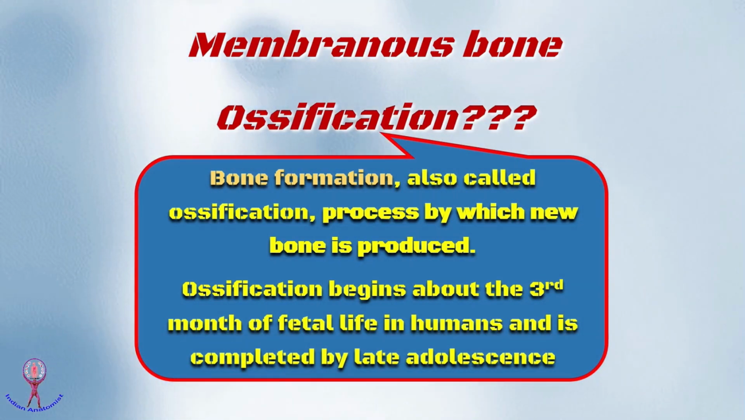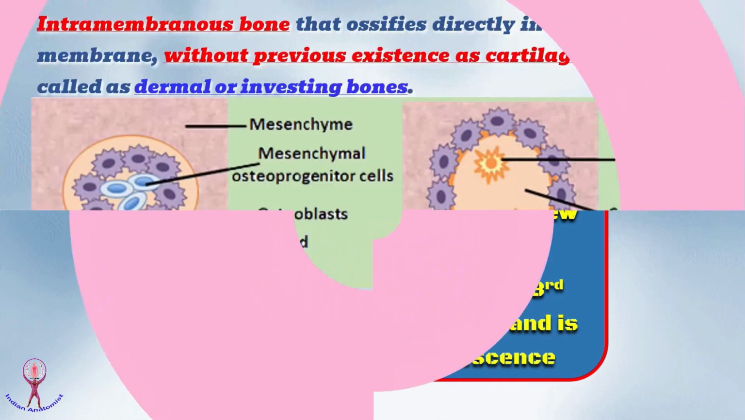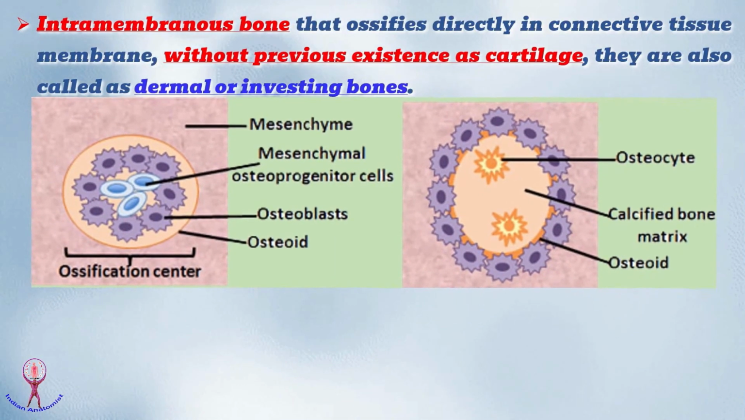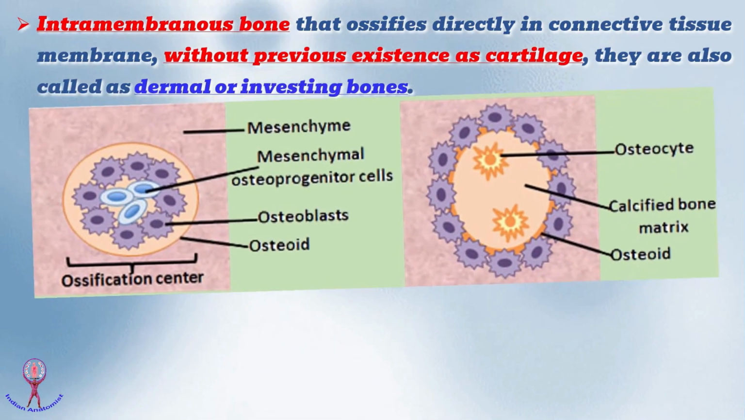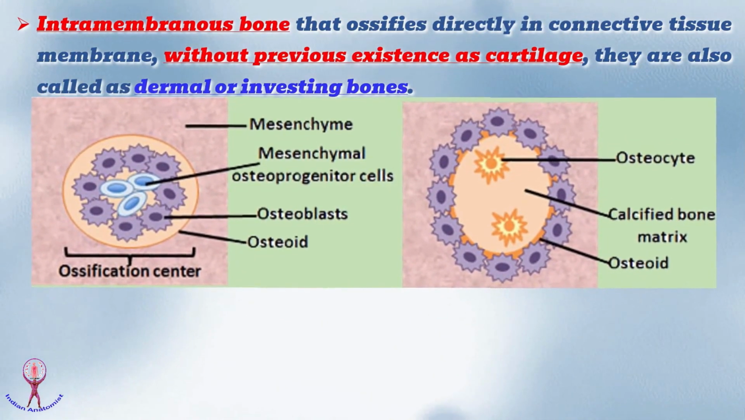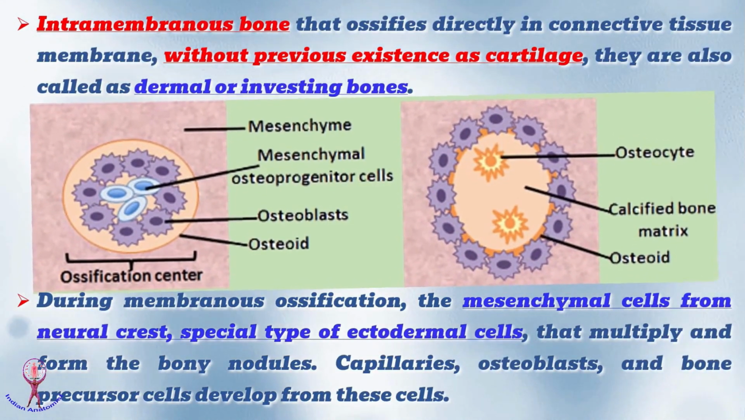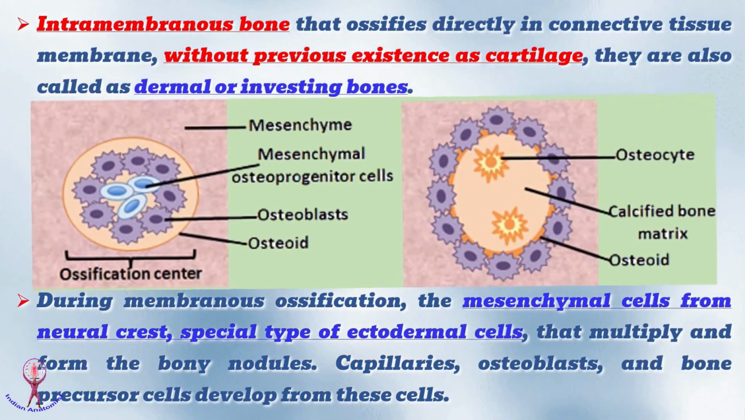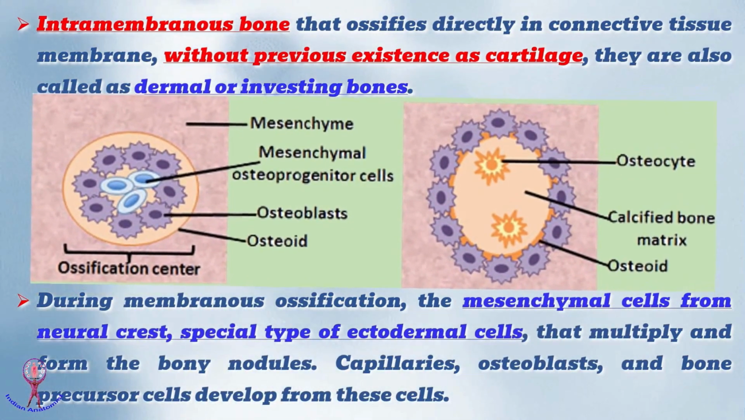Ossification begins about the 3rd month of fetal life in humans, and is completed by late adolescence. Intramembranous bone ossifies directly in connective tissue membrane, without previous existence as cartilage, and is also called dermal or investing bone. During membranous ossification, the mesenchymal cells from the neural crest, which are a special type of ectodermal cells, multiply and form the bony nodules.